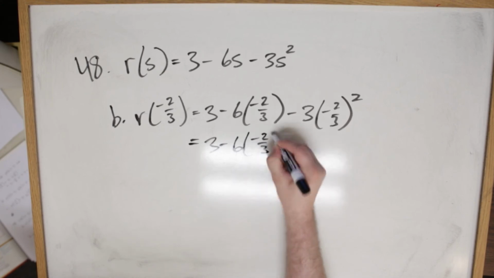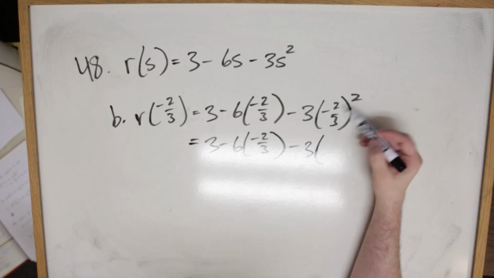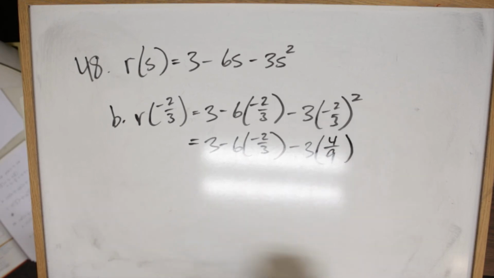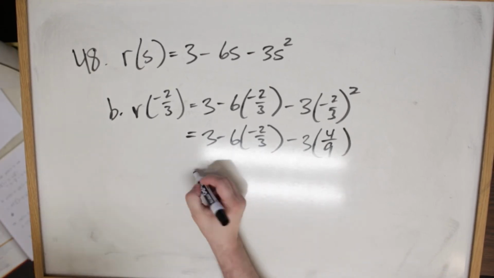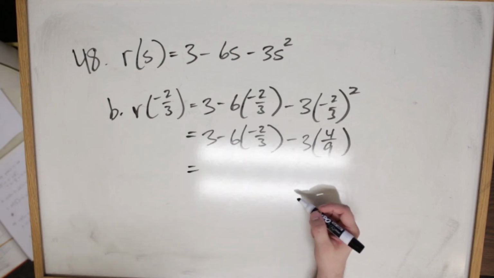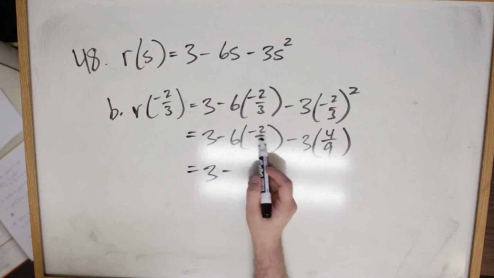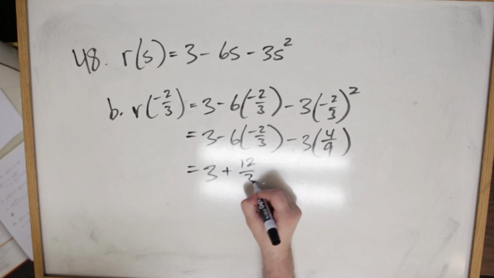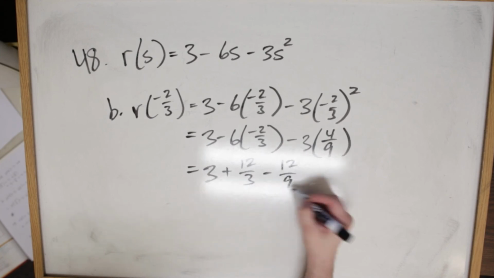Minus 2/3 minus 3 times 2/3. Negative 2/3 to the second power is the same as 4/9. The minus signs get wiped out by squaring it, so we don't have to really worry about those. Okay, so now we did the exponents. We're at multiplication and division. Let's go ahead and do that. 3 minus and a minus is going to turn into a plus, and this is going to be a 12/3 minus 12/9. How about that?